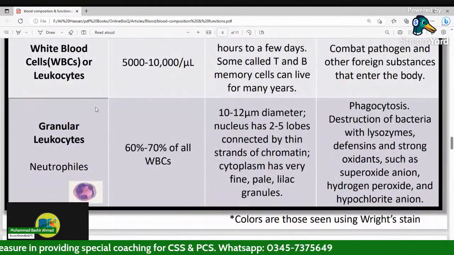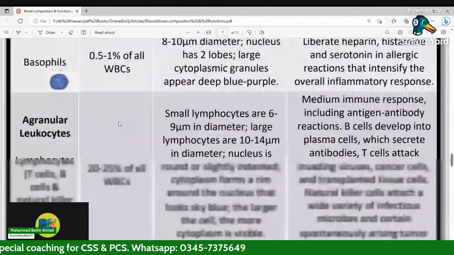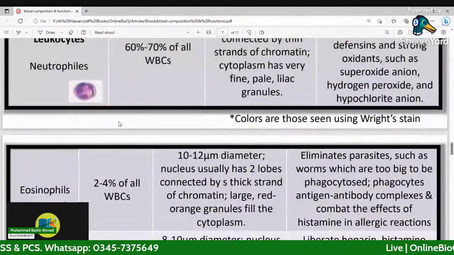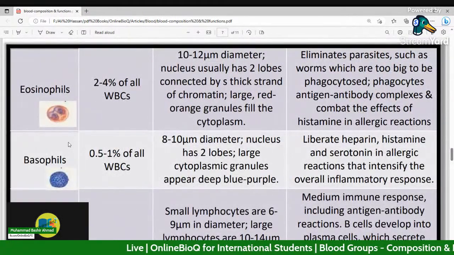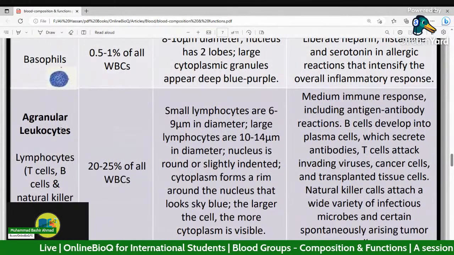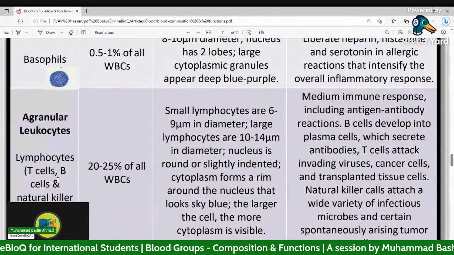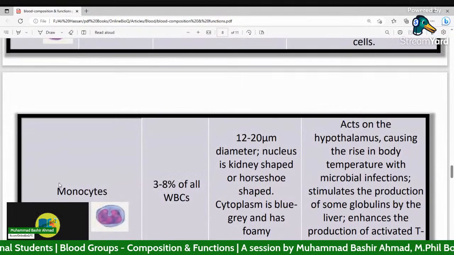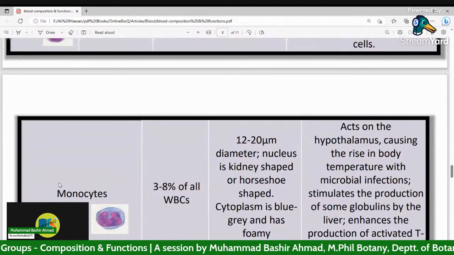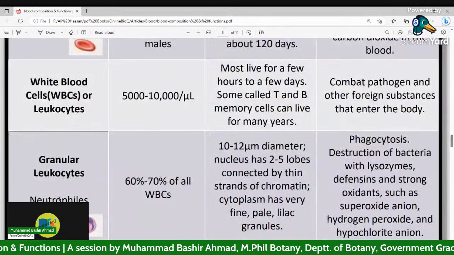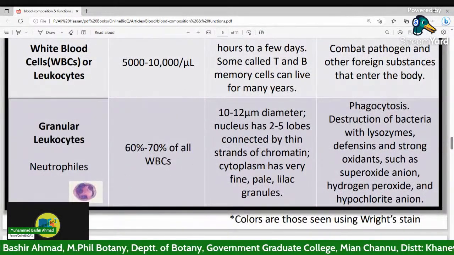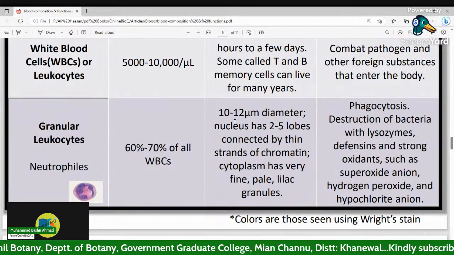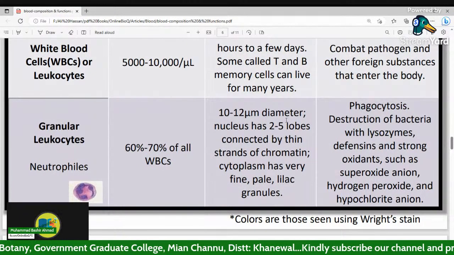Leukocytes are of two types: granular leukocytes and agranular leukocytes. Granular leukocytes include neutrophils, eosinophils, and basophils, while agranular leukocytes include lymphocytes and monocytes. So first we will have an account of granular leukocytes and neutrophils. These are 60 to 70% of all white blood cells.